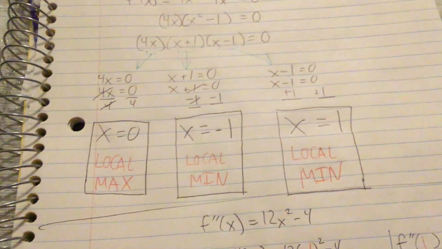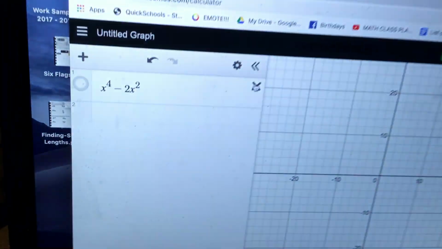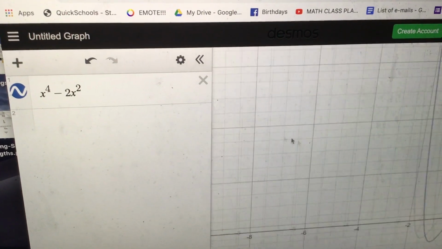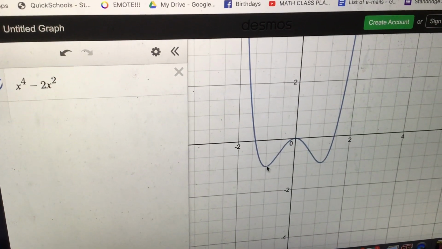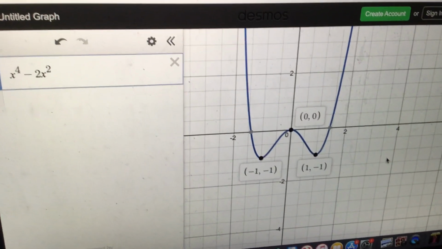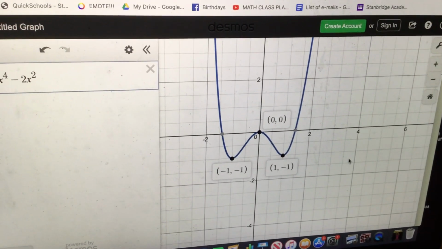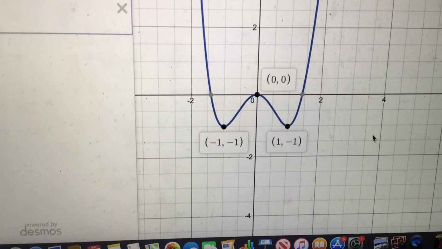Okay? So let's look at this graph and see. I'm looking at the notebook right now. Let me just zoom in really quick. So according to our work, wow, it looks like a W. Our critical points are located at x equals negative 1, x equals 0, and x equals positive 1. X equals negative 1 and x equals positive 1 are local mins. X equals 0 is our local max.